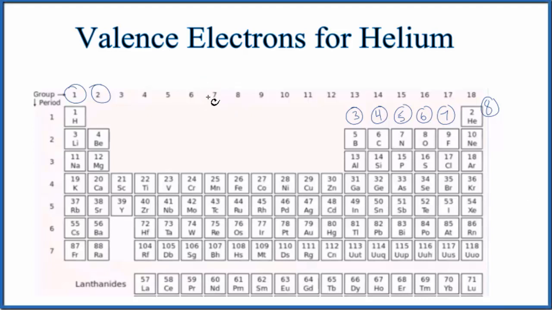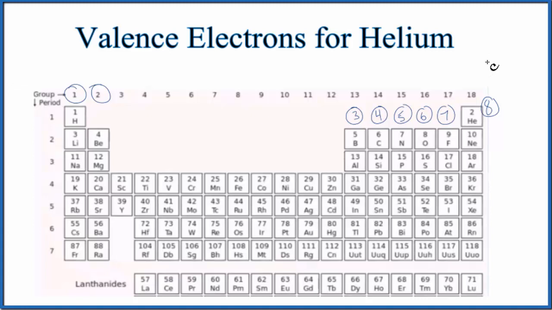In this video, we'll look at how to determine the number of valence electrons for helium. So there are two ways to find the number of electrons in the valence shell for helium. The first is just to look at the periodic table. But helium's a little bit of a special case. So let's take a look at first the periodic table and then the electron configuration.